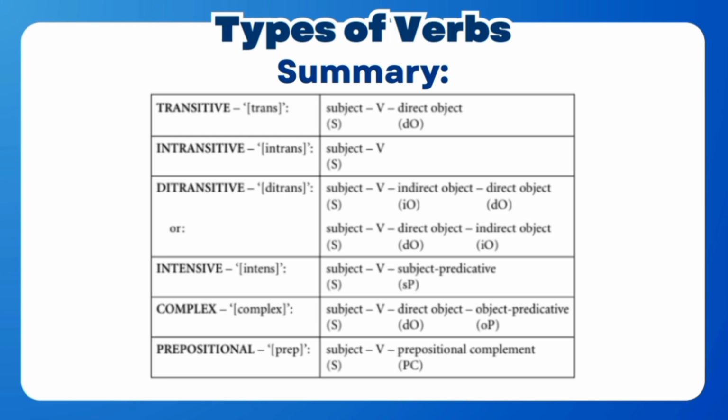Next, we have a complex transitive verb. It is composed of a subject, a verb, and direct object, as well as an object predicative. Now, lastly, we have prepositional verb. It is composed of a subject, a verb, and lastly, a prepositional complement.